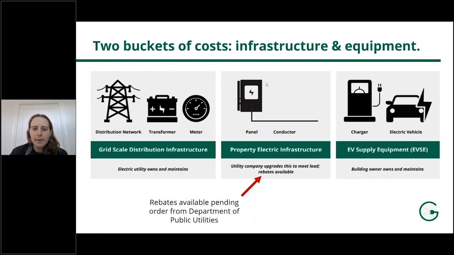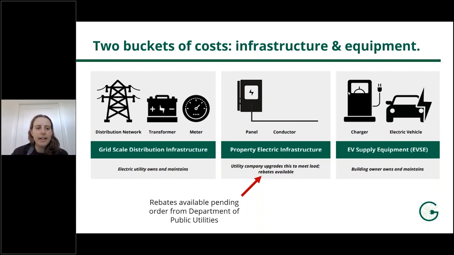To talk a little bit about how this all works, it is helpful to take one step back and talk about the 2 buckets of costs that a decision maker will have to think about if you want to install charging at an apartment or condo. So this graphic is actually pulled straight out of one of those resources that I just shared, and it shows you how electricity actually makes it from a generator to your car.